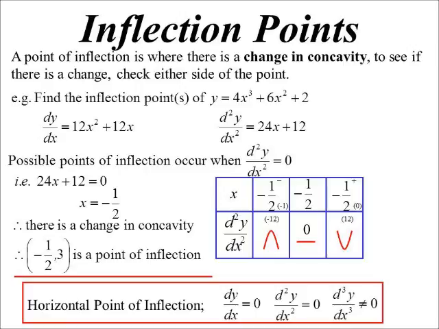Horizontal point of inflection. That's one where it's a stationary point and it's a point of inflection as well. So the first derivative will equal 0. The second derivative will equal 0. And there will be a change in concavity. The third derivative will not equal what? Third derivative. Who started talking about the third derivative? The third derivative does not equal 0. I'm going to let you in on a little secret here, an alternative way of finding inflection points.